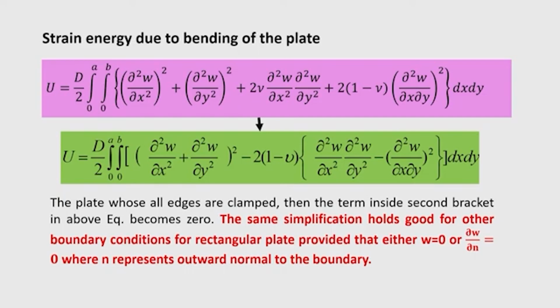Now, it is seen that for the plate whose all edges are supported, the support may be a clamp support, that is a fixed support, or it may be a simple support. So, when it is supported along all edges, then the term inside the parenthesis vanishes. Okay. That can also be observed.